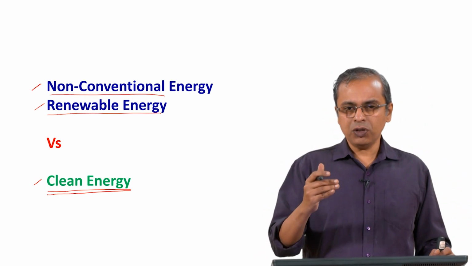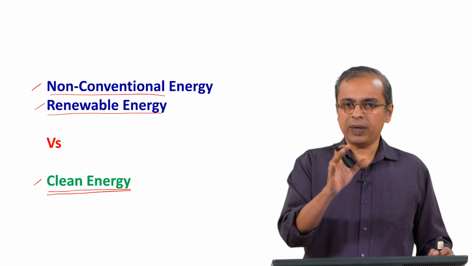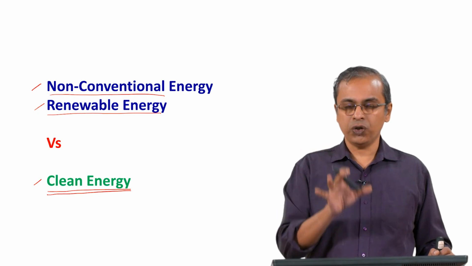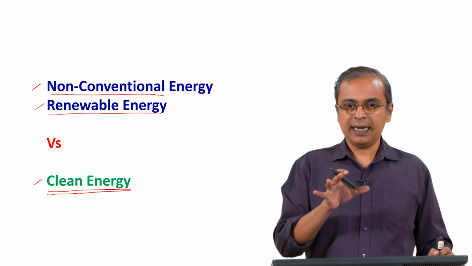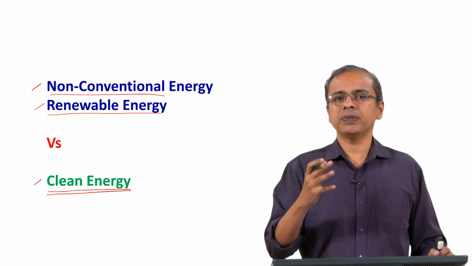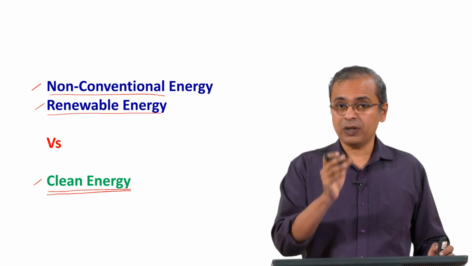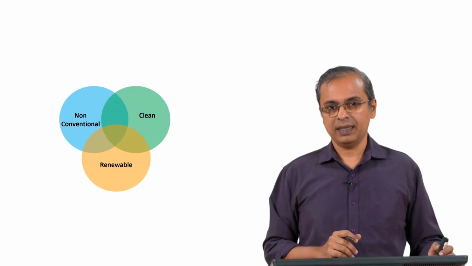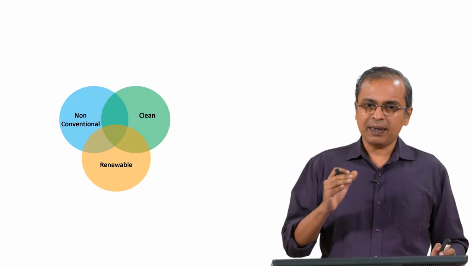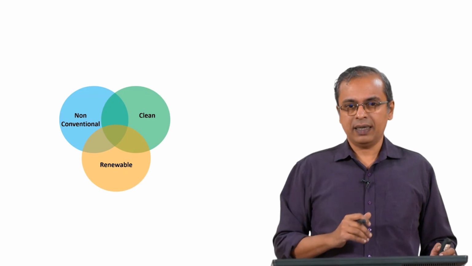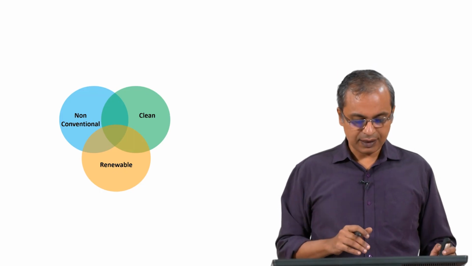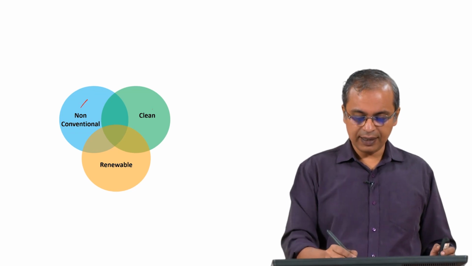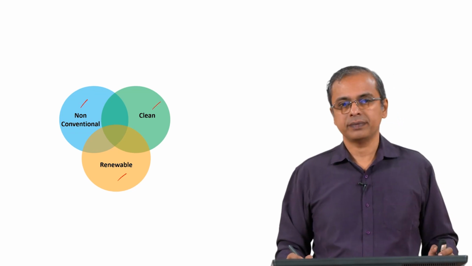So again, I have gone through three terms and tried to highlight what they represent: non-conventional energy, renewable energy and clean energy. Maybe now you have some sense of what they individually mean, but I still want to press home the point that they are slightly different, and that is what we will do in our next slide. So my basic point in this part of our discussion is that we have three terms: non-conventional energy, clean energy and renewable energy.